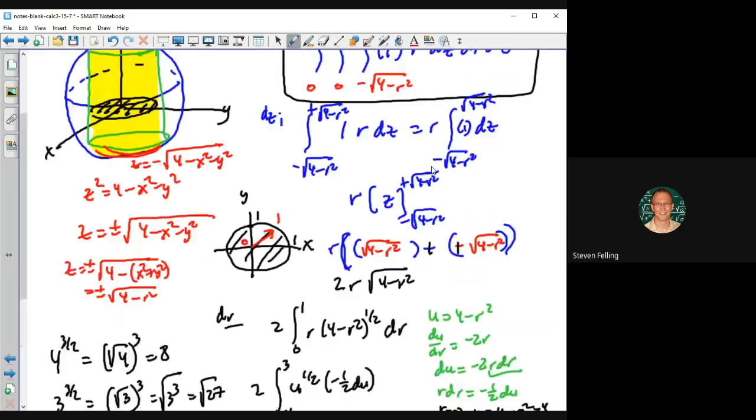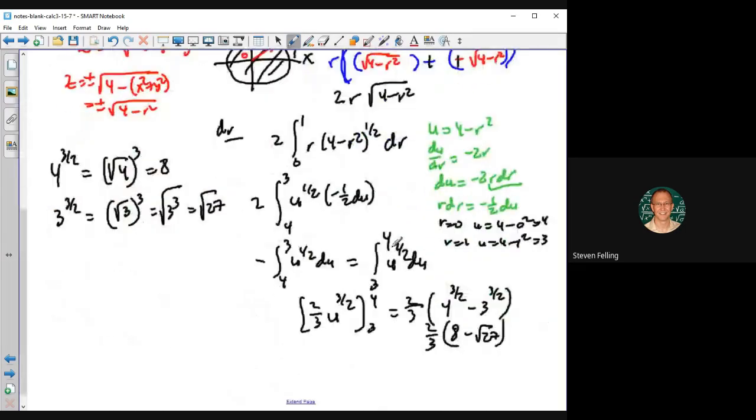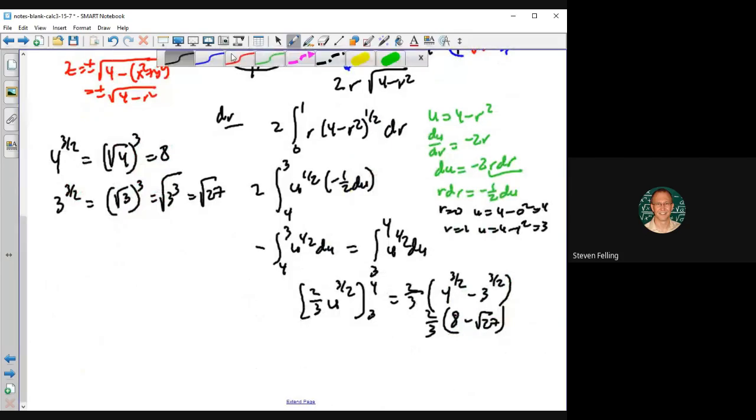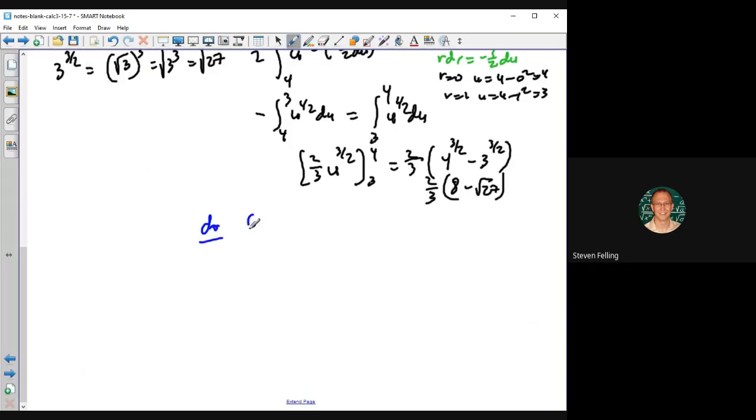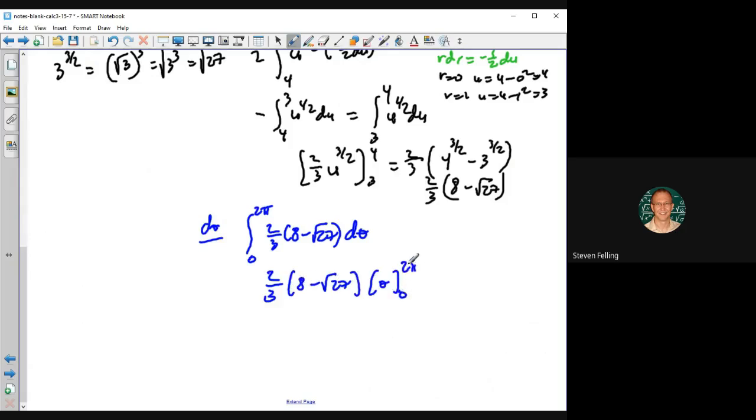The third integral is 0 to 2 pi d theta. So that's not going to change anything because there's no dependency. Let me just switch back to blue. For d theta, we have the integral from 0 to 2 pi of 2/3 times 8 minus square root of 27 d theta. There's no theta in there, so that's all just a big constant. So it's just 2/3 times 8 minus square root of 27 times theta from 0 to 2 pi. So that's going to be 2 pi minus 0, so we just multiply by 2 pi. So we're going to get 4 pi over 3 times 8 minus the square root of 27. That is the final answer.